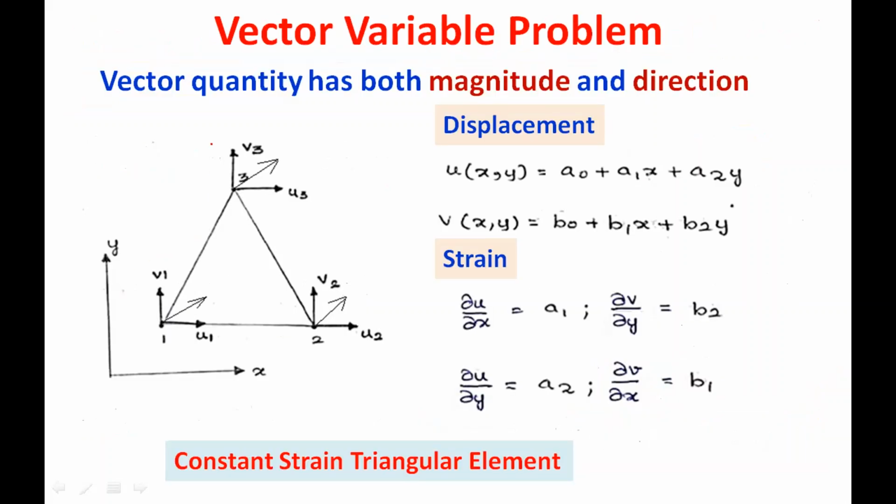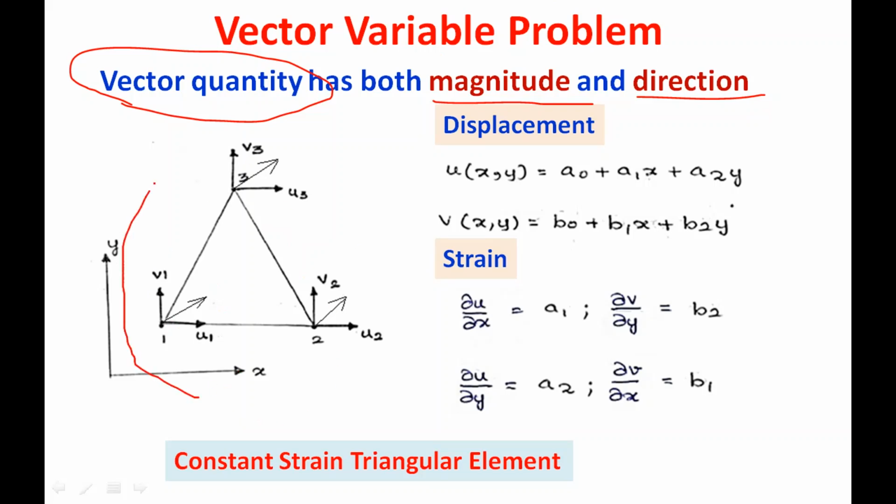Now, vector variable problem using the same two-dimensional triangular element. Here when you say vector quantity, displacement, strain, stress, all are vector quantities we are going to deal with. So this vector quantity has both magnitude and direction. How to solve this type of vector variable problem? By using the two-dimensional elements. Here I am showing the two-dimensional triangular element.